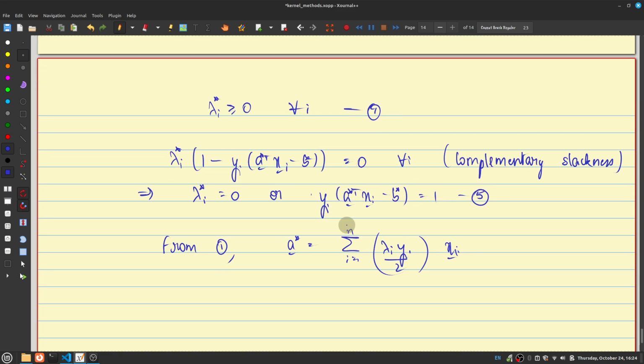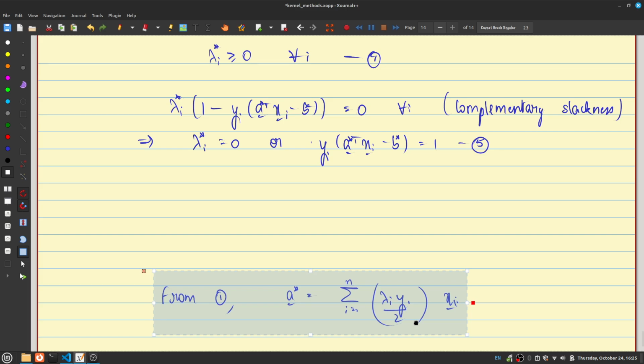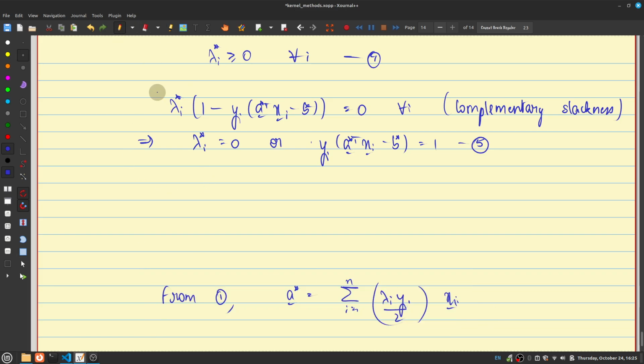Correct. And so this would just give me the distance between. Okay, it's not exactly the distance between Xi and the hyperplane. That's there, but let's look at this. So effectively, 5 gives me that either lambda I star is equal to 0 or mod A star transpose Xi minus B star is equal to 1.